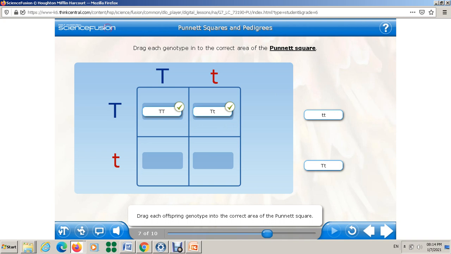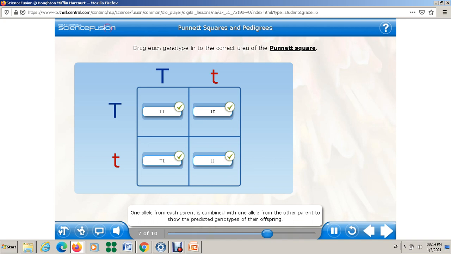Okay, look at this one, T capital with T small. And the last one, T small with T small. One allele from each parent is combined with one allele from the other parent to show the predicted genotypes of their offspring.